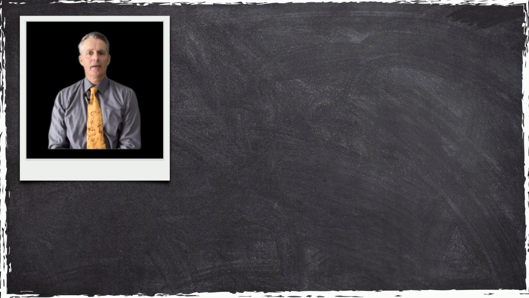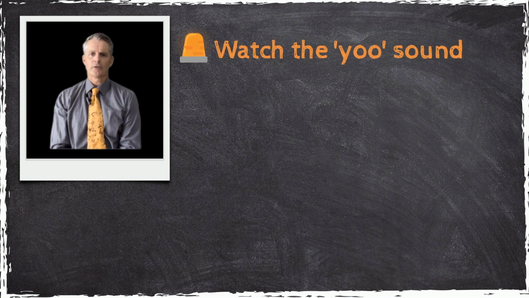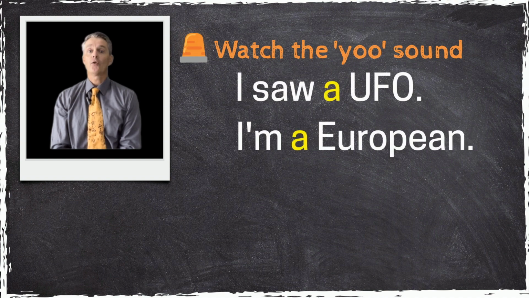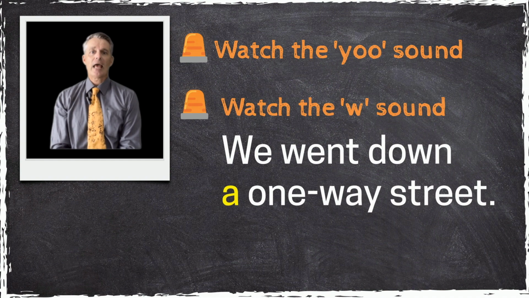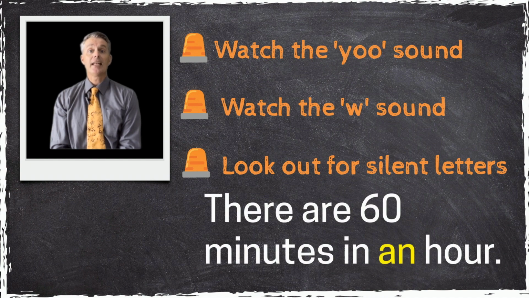As I explained earlier, many people believe the rule is that the starting letter determines which indefinite article to use, but this is not the case. It is the sound, not the spelling, that is key. For example, watch the U sound. I saw a UFO. I'm a European. Watch the W sound. We went down a one-way street. Look out for silent letters. There are 60 minutes in an hour.